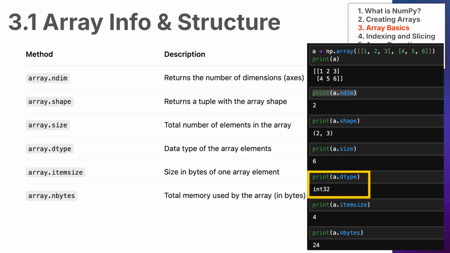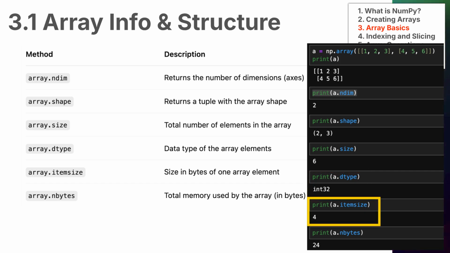Next, dtype, data type of each element. It outputs int32 or int64 depending on your system. It tells you what type of data the array holds. Next, itemsize. Memory size of one element. It outputs 4 bytes for each int32 element. It shows how many bytes each element takes in memory. So it's useful for understanding memory usage and optimizing.